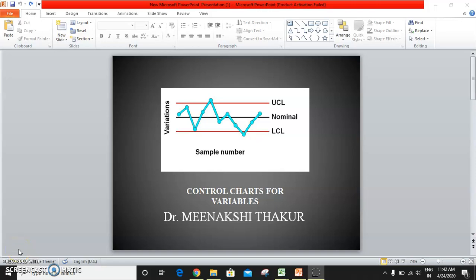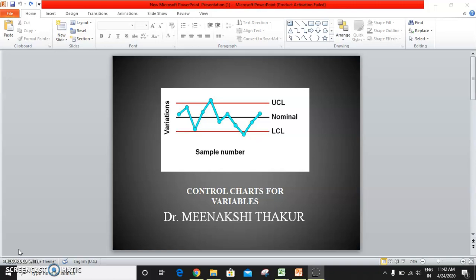This is Dr. Meenakshi. In our previous session, we discussed control charts for variables, and in that series, we started with understanding how a control chart is defined, what its basic components are, and how we prepare a control chart for the mean, the X-bar chart.